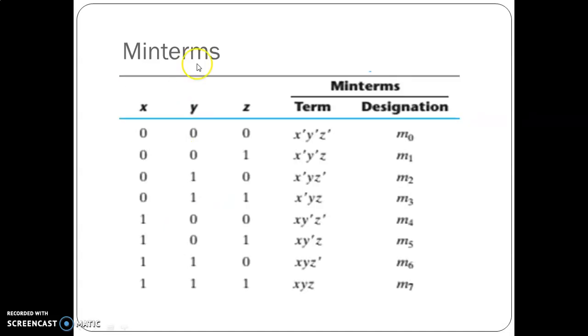In the same way, now let us consider three variables x, y, z. Since there are three variables, there will be 2 power 3 combinations, 8 combinations. So there will be 8 minterms. The corresponding minterms for all the combinations are shown here and the designations are written here in this table. So since x, y, z, all three are 0 here, the minterm corresponding to this is x bar y bar z bar.